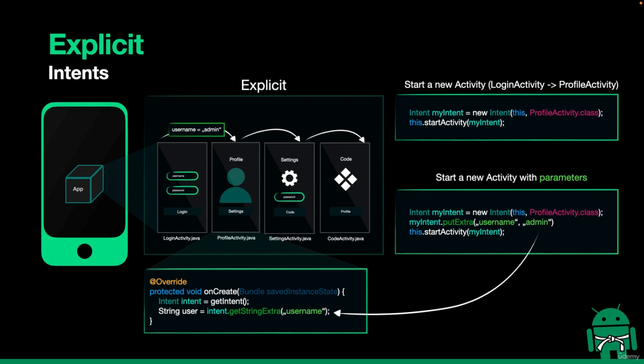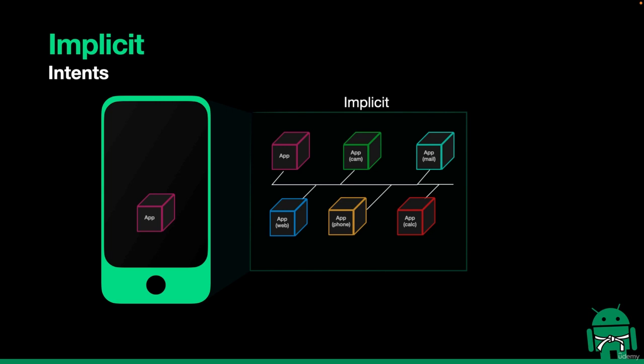We know the destination address, what we want to call, and we also can pass certain parameters in there. Okay, so now let's talk about implicit intents, this one over here. Within an implicit intent, we do not know the destination address. And this sounds absolutely ridiculous, but this keeps happening all the time on our smartphone.